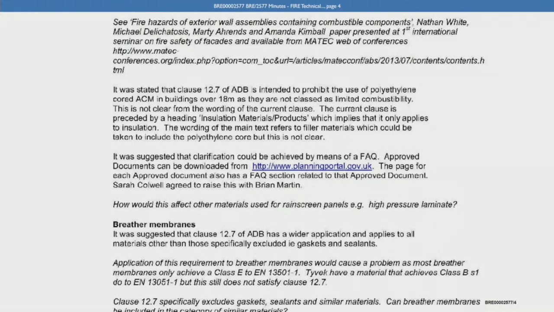Yes. And somebody said that 12.7 was intended to prohibit their use. But it's clear from what follows that that was not regarded as obvious to everyone in the meeting. Yes. It says this is not clear from the wording of the current clause, and then there's the reference to the heading, which it was suggested implies that it only applied to insulation. Yes. Yep. So at that point, it was clear to everyone at the meeting that there was, if not around the table, perhaps there was around the table, but at least in the wider industry, different views about the compliance of ACM panels with 12.7. Yes, yes. And it was that difference of opinion which resulted in the suggestion there should be an FAQ.